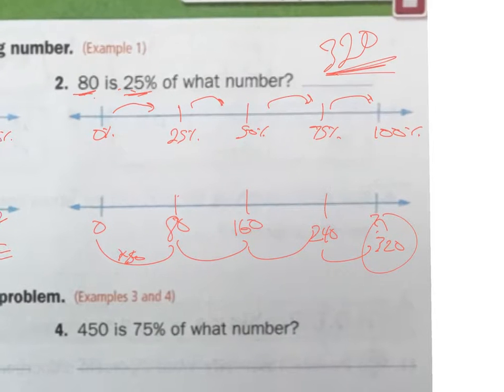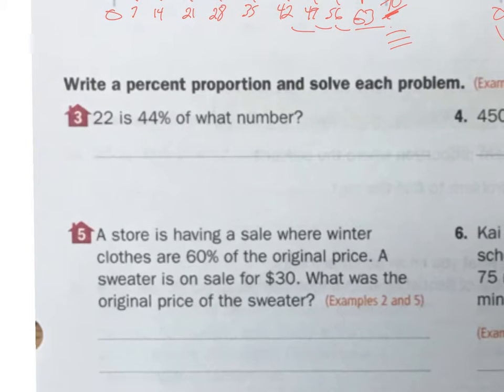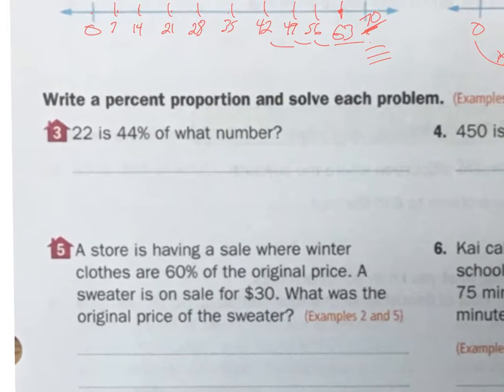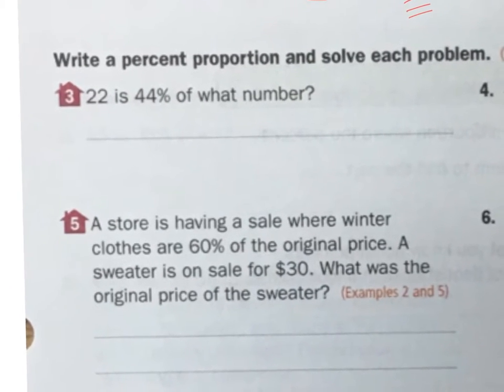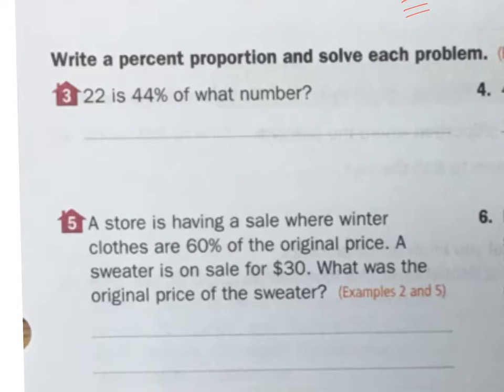All right, let's do 3 and 4. These I'm going to set up as a proportion, which is nice. 22 equals 44 over 100. Now this is what I have to figure out. Oops, this is 44. That'll make a huge difference.